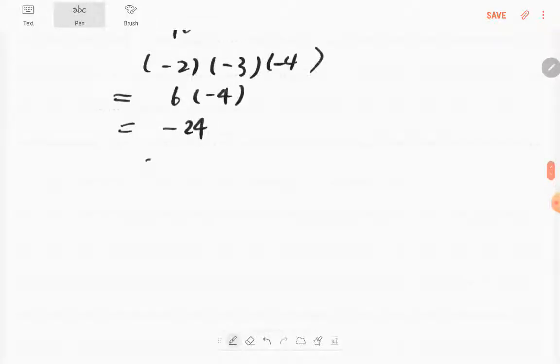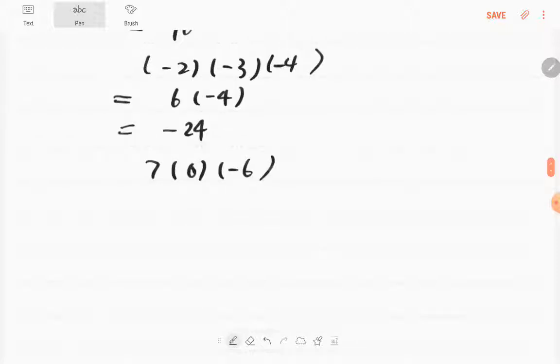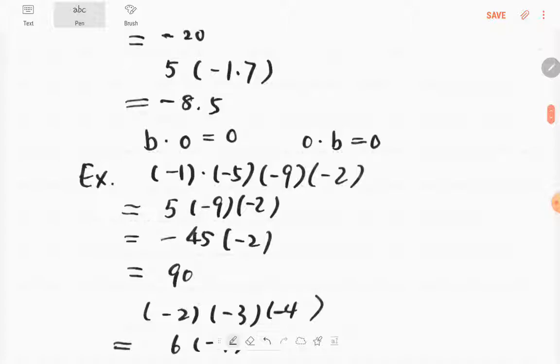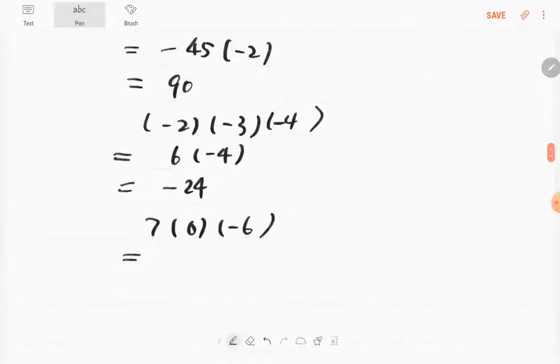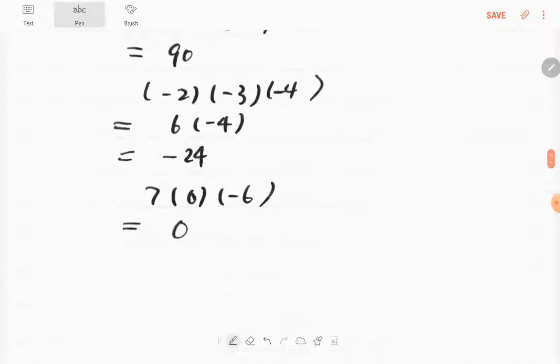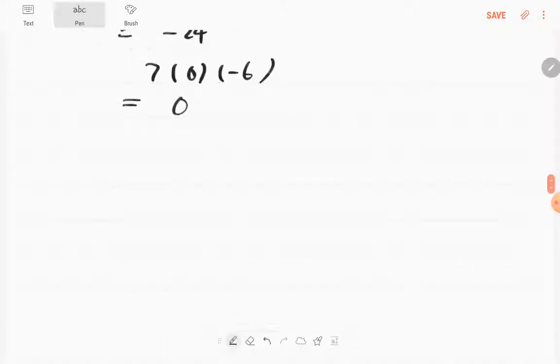Check one more. 7 times 0 times negative 6. If you remember the rule, because b times 0 equals 0, so if anything times 0, we'll get 0. So this kind of problem, we can directly get 0. Okay?